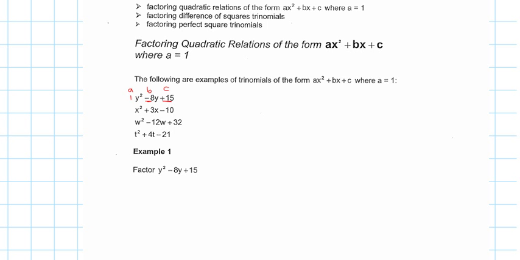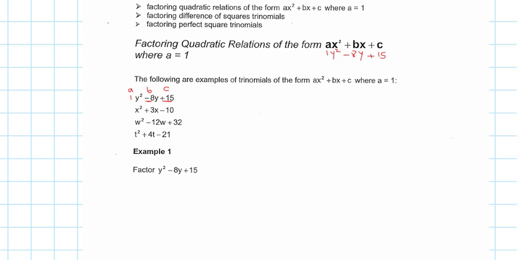Okay, so if you look at this, this is a, this is b, and this is c. Can you guys compare these two? Yeah, so if I have ax squared, in this case I have 1y squared, and then instead of plus b I have minus 8y, and then plus 15. Yes? Okay, so it's very important that you are able to identify the a, the b, and the c. Which one is a, which one is b, which one is c.